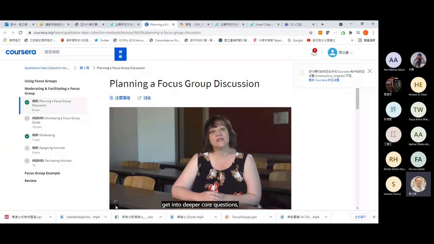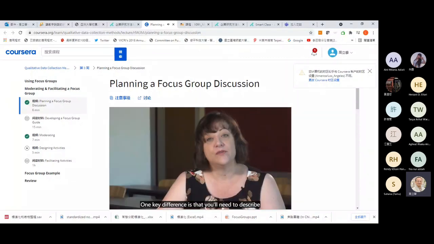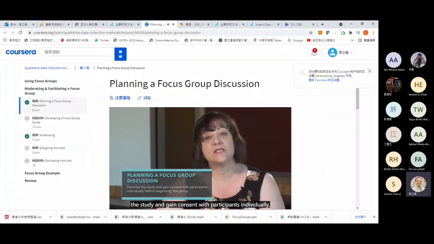into deeper core questions, and then move to less sensitive questions and close the discussion. One key difference is that you'll need to describe the study and gain consent with participants individually before beginning the group dynamic. You want to be sure that each participant has a chance to ask any questions they might have and give consent before starting the group discussion.